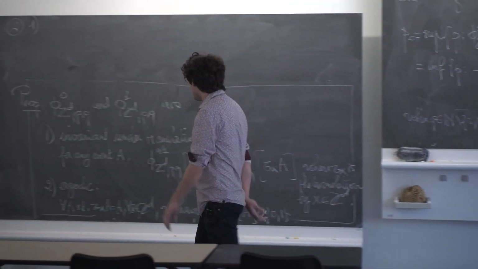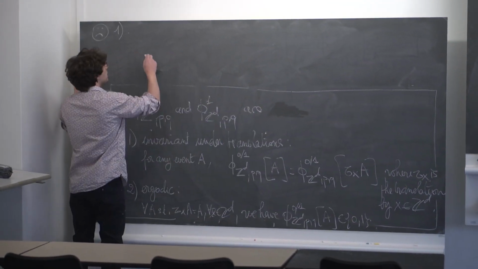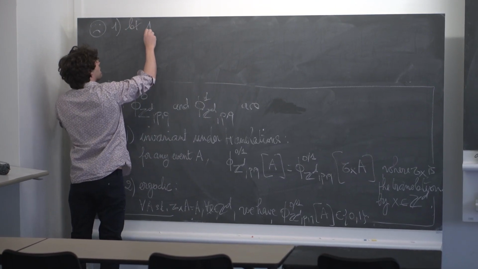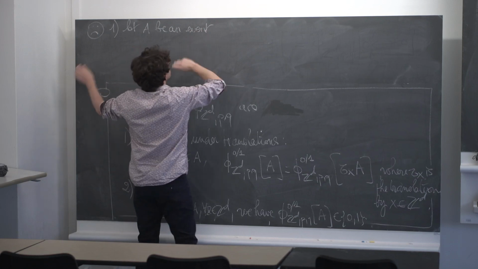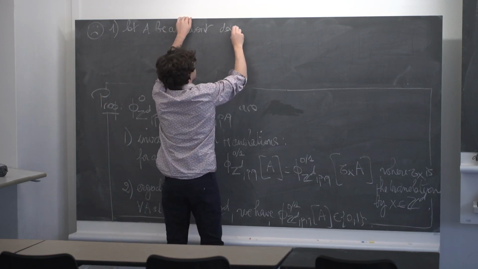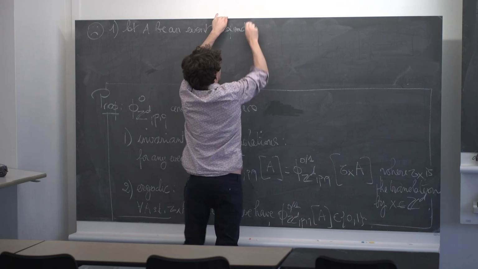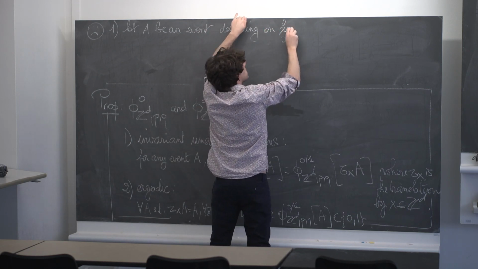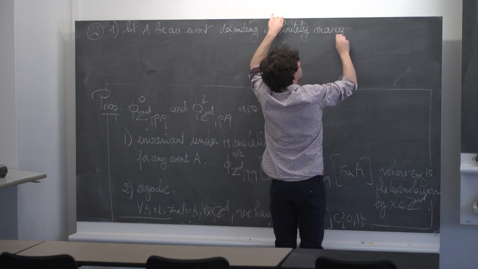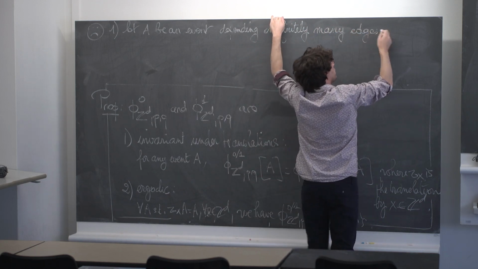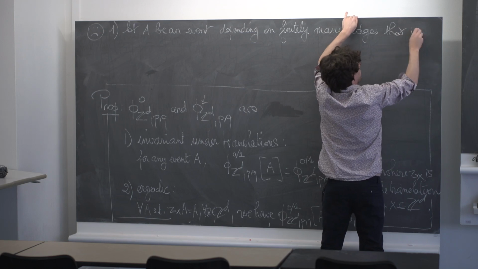So let's take phi^1. So let A be an event depending on finitely many edges that is increasing.